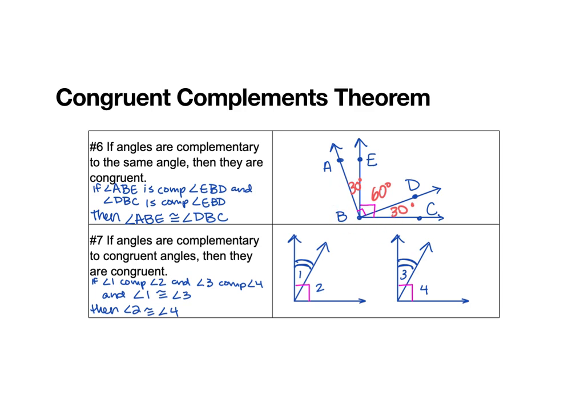These are congruent. Same thing works if you're applying it to different angles. If angles are complementary to congruent angles, then they are congruent. 2 is complementary to 1, 4 is complementary to angle 3, so 2 and 4 are congruent. Same thing with measurements. Let's put in 20 degrees here. If angle 1 and angle 2 are complementary, that means this would be 70 degrees. If 3 and 4 are complementary, that means angle 4 would be 70 degrees. 2 is congruent to 4. Congruent complements theorem.